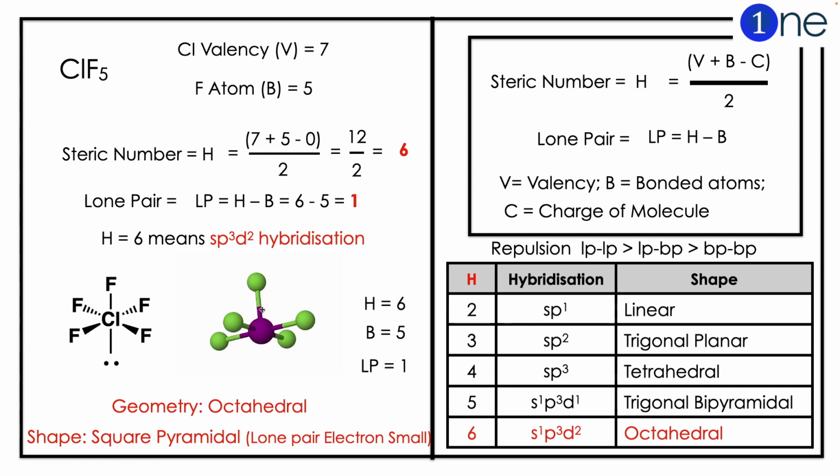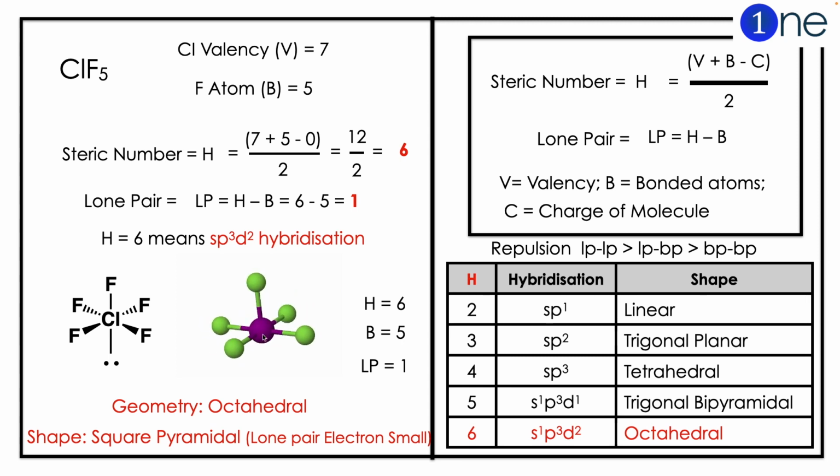Here to find the hybridization, you should know the steric number, which is (V + B − C) / 2. Here chlorine valency is 7, bonded atoms are 5. So if you substitute in the formula, it is (7 + 5) / 2, which is 12 / 2, which is 6, and the lone pair will be 6 minus 5 equals 1.